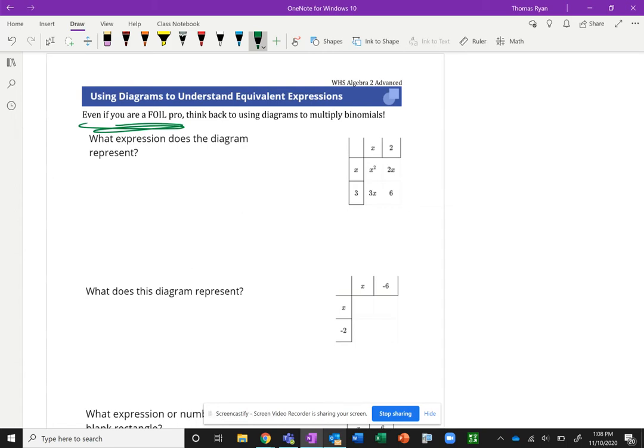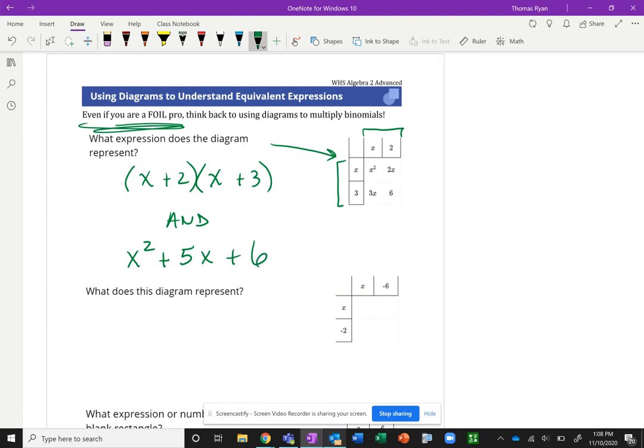If you remember, what expression does this diagram represent? Well, it's saying that we had a piece of an x and a 2 piece, and we were multiplying it by an x and a 3 piece, as you can see along the dimensions on the top and on the side. What it also shows is that when you do the multiplying, we add up all the areas, and it's also representative of x squared plus 5x plus 6, because that's all of the total area in each of the boxes.